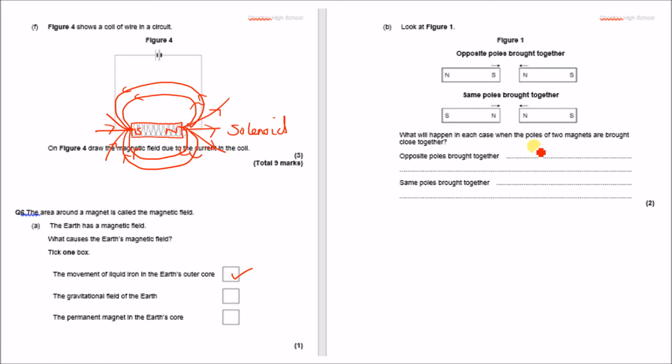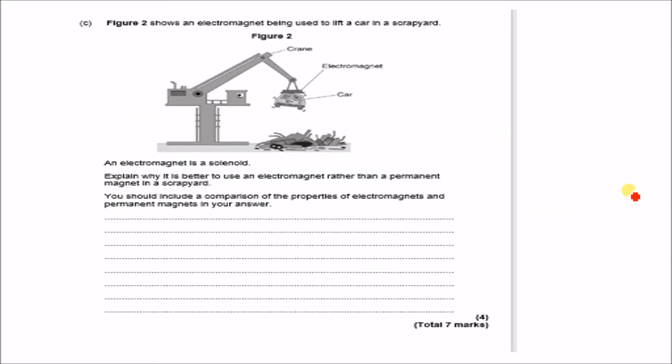Right, what will happen in each case when the poles of two magnets are brought together? So if they are opposite, they will attract. And if they are the same, they will repel. You must use those terms.